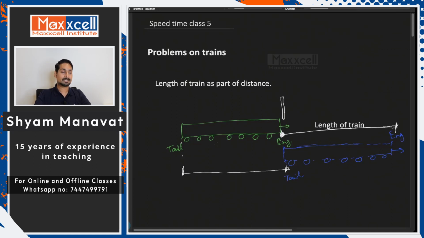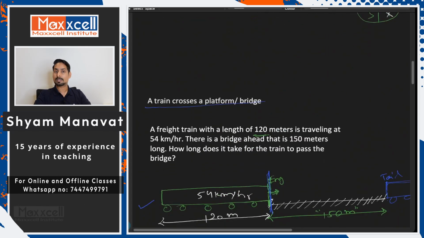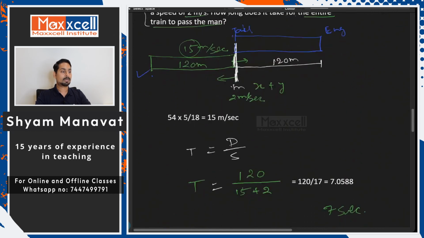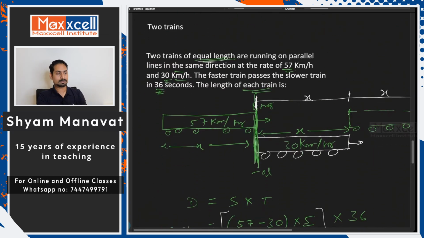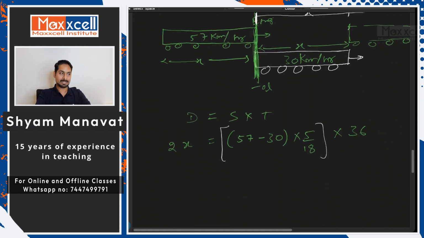Consider length of train as part of distance. There is no other distance mentioned here. It's all about length of train in this particular question. So I will consider x, which is the length of the faster train, and x, which is the length of the slower train. I will add both of them, so this much distance has to be crossed. This much distance has to be traveled.